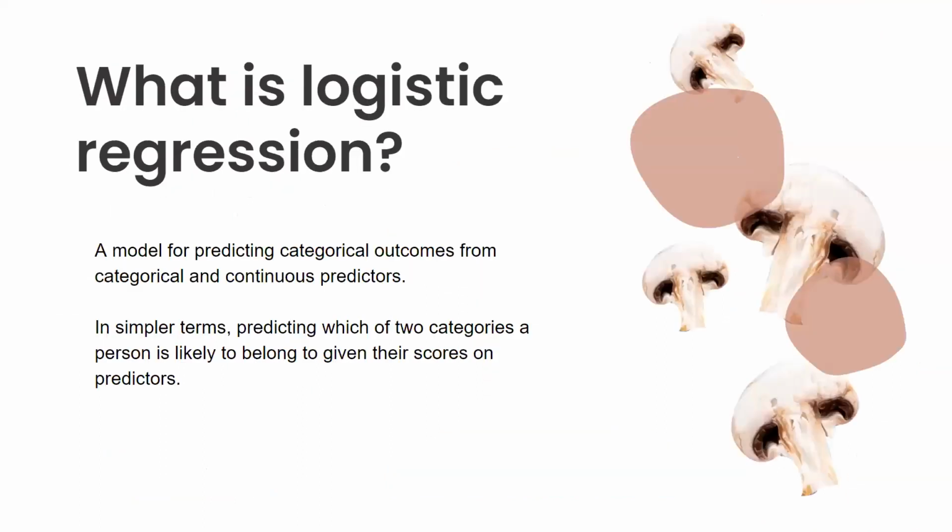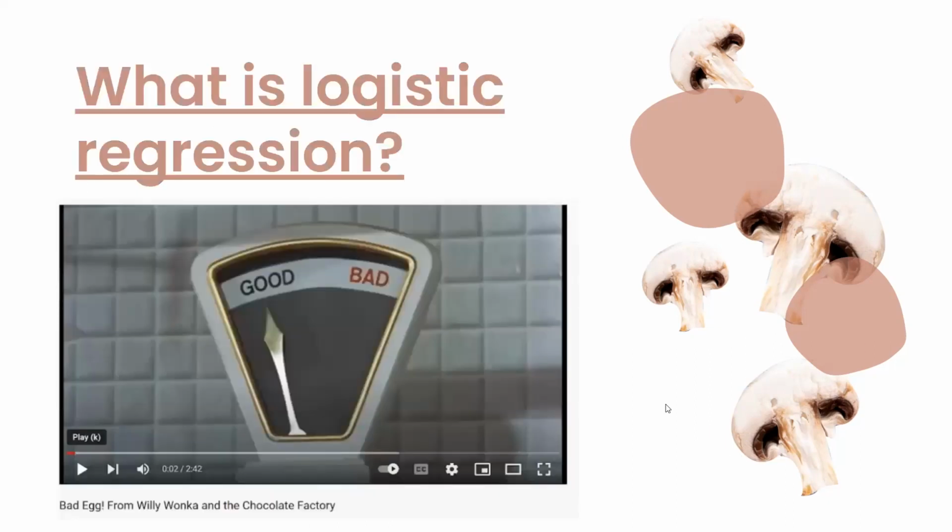Okay, so what is logistic regression? The official explanation is a model for predicting categorical outcomes from categorical and continuous predictors. In simpler terms, it's predicting which of two categories a person is likely to belong to given their scores on predictors. An easier way to explain this is to watch a video from Willy Wonka where it's the egg-ucator, where they rate a bad egg or a good egg. If you want to watch it, there's a link and we'll share our PowerPoint with you.